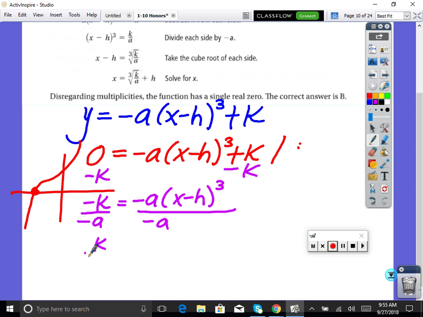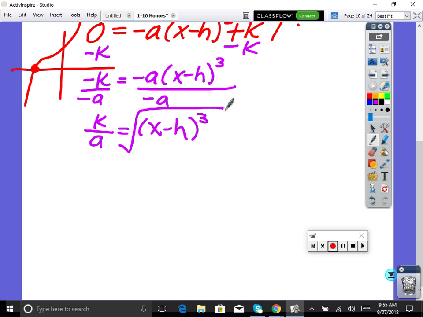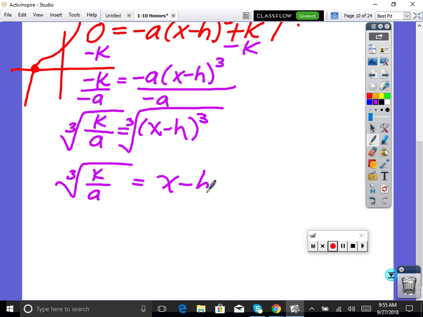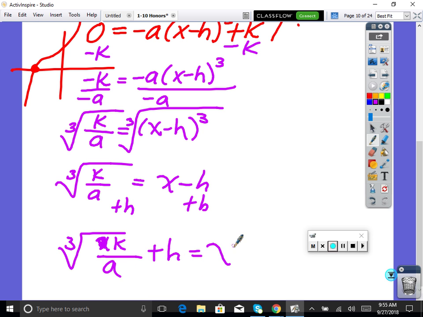So now we have k over a is equal to (x minus h) cubed. Then what? Cube root it. So we have the cube root of k over a is equal to x minus h, and then add h. So we would have the cube root of, oh, that's a k, sorry, of k over a, and then we have our plus h out here equals x. True? So there it is. There's our one real root.